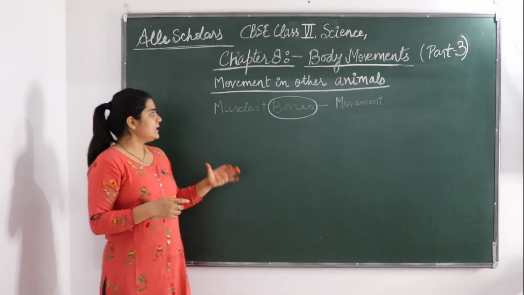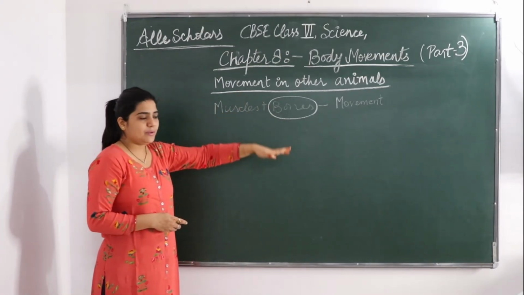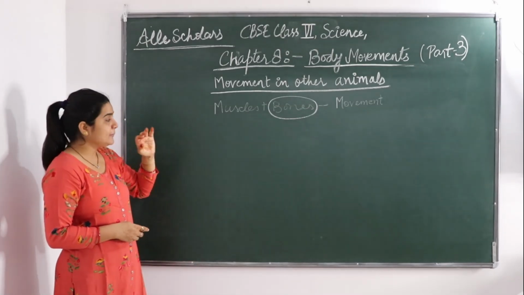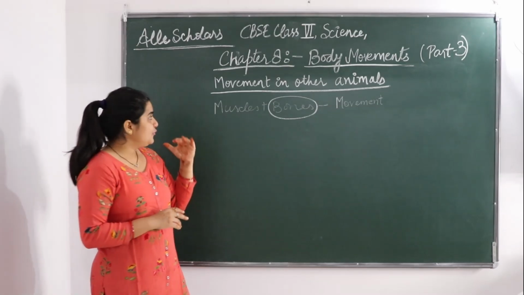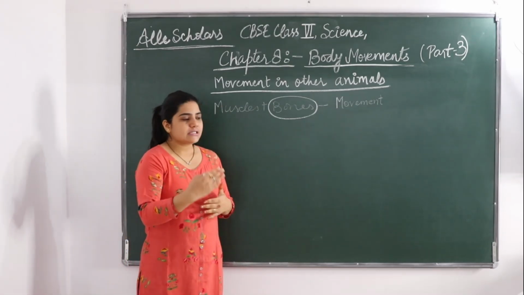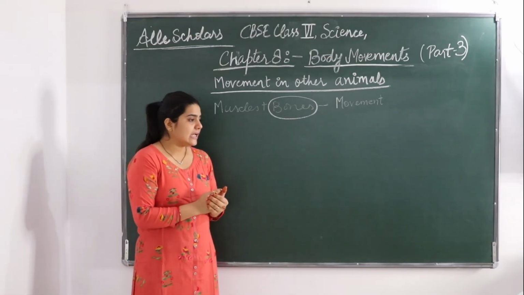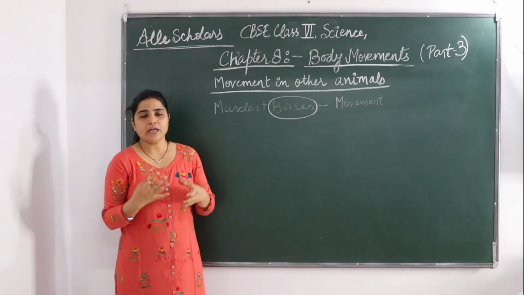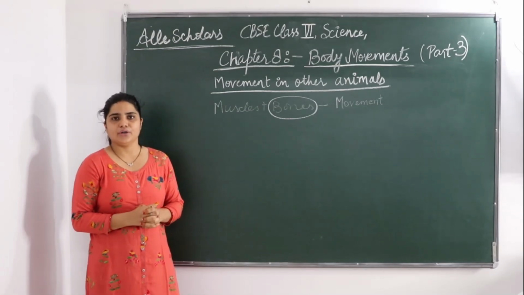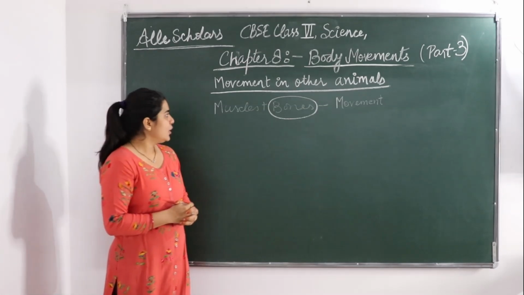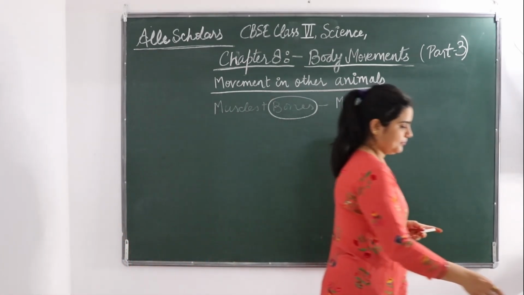So it is not necessary that muscles and bones help in movement and are present in all the animals. In other animals we are going to study that their movement is in some other manner. The manner of movement is somewhat different as compared to human beings. So first we will discuss the movement in earthworm.